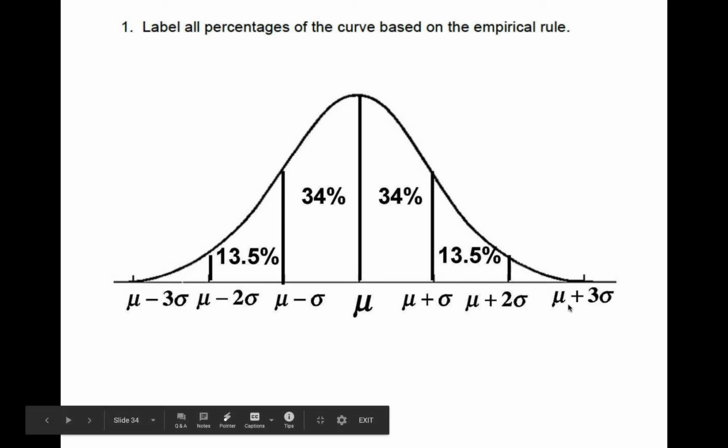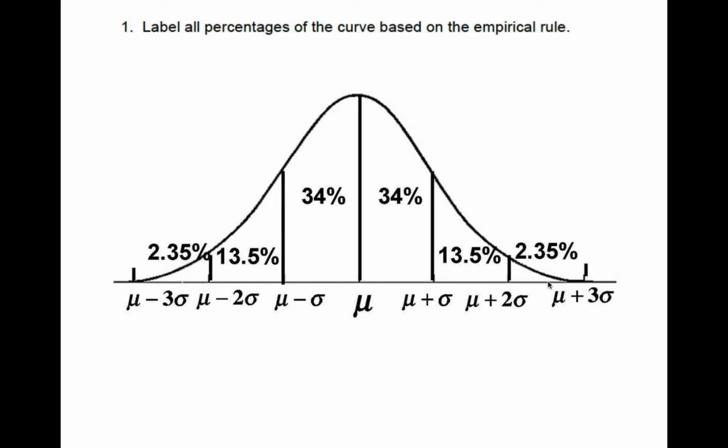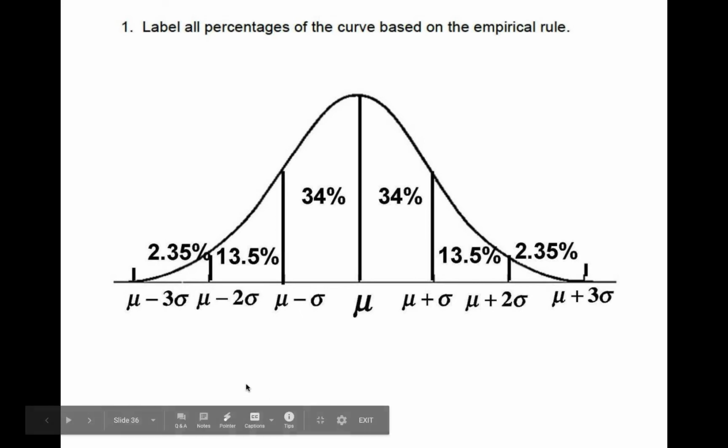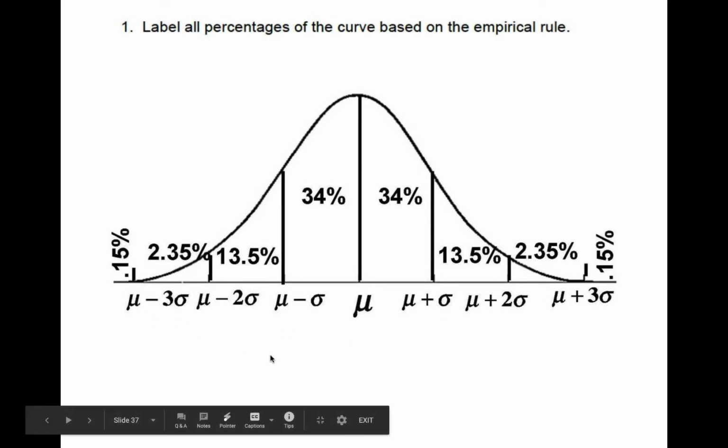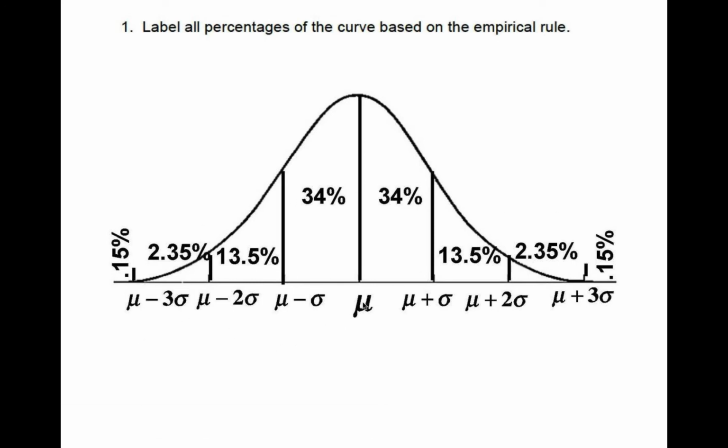If you go out 3 standard deviations, again, that was 99.7% minus the 95%, divide by 2, you're going to get 2.35%. And then finally, 100% minus the 99.7%, divide by 2 equal pieces, you get 0.15%. You're not going to have to memorize these numbers because I will show you how to use your calculator to do this in the next lesson. But you do need to know these percentages for today's lesson.